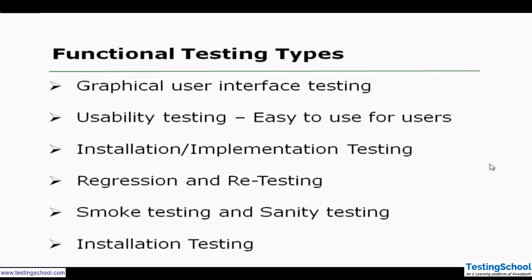Like the buttons are available at the proper side, the menus are properly aligned, it is well formatted, or you can say it is well sorted, alphabetically sorted. So easiness of the user is checked in the usability testing. Then we have the installation part, like the installation testing, or you can say the implementation testing.